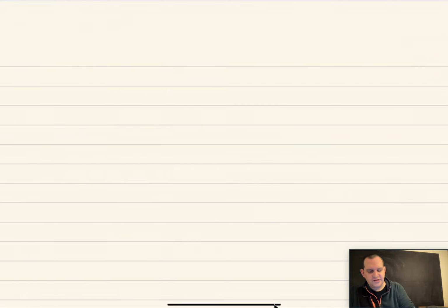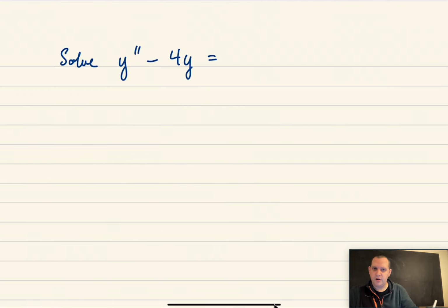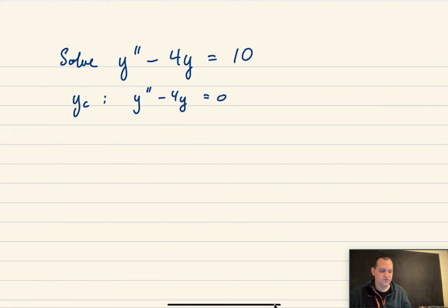Another non-homogeneous example. Let's solve the non-homogeneous second order constant coefficient equation y double prime minus 4y equals 10. So what I want to do is figure out first what the complementary solution is. Remember that involves taking the right side of the equation and setting it equal to 0. So we'll have to figure out what the solution is there. So that's y double prime minus 4y equals 0.